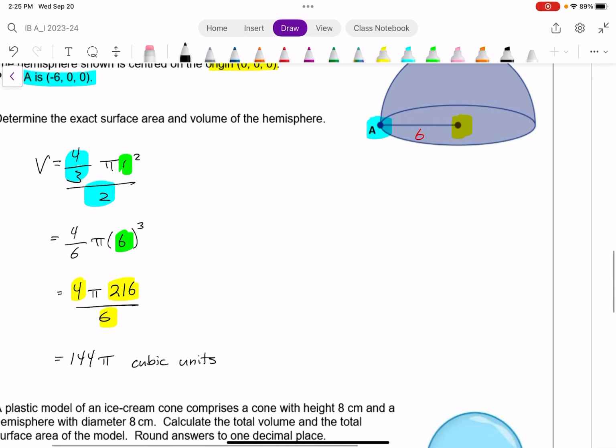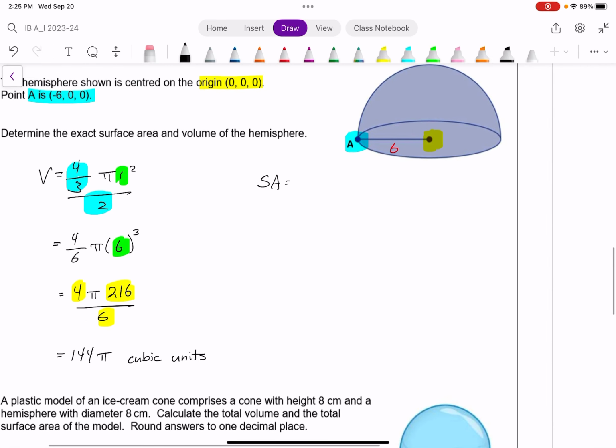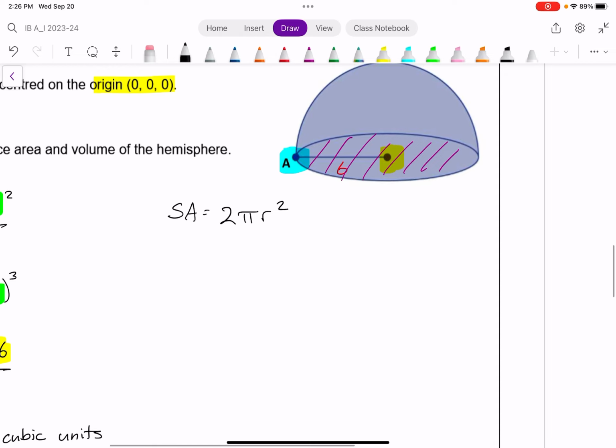So for surface area, which I also want to keep exact, surface area of a full sphere is 4 pi r squared. Sorry, a full sphere. I have half a sphere. So instead of a 4 there, I want to cut that in half and make it 2. However, just that alone doesn't take into account this circle at the bottom here. So that's not enough. I need to have this plus the area of that circle, which again is pi r squared. And like before, the radius is 6, so I have 2 times pi times 6 squared plus pi times 6 squared.